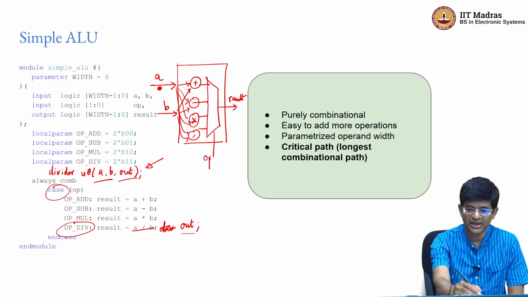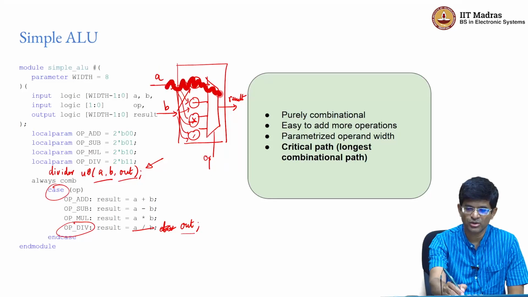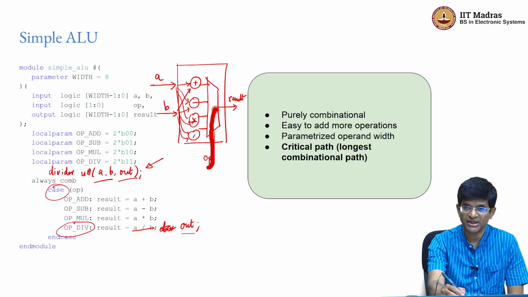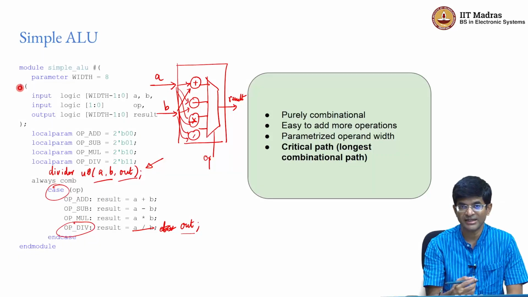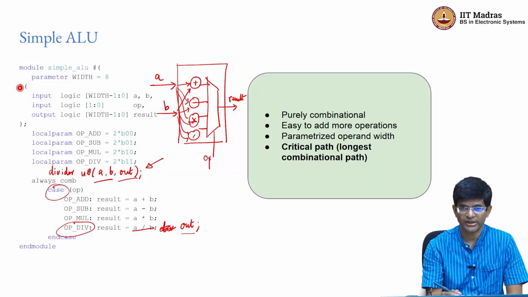I have a path from A, that is all the 8 bits of A. I need them to stabilize, and after that there is a path that goes through the plus, goes through the multiplexer and finally comes out to the result. Similarly, there is one from B through the plus, through the multiplexer and out to the result. A through the subtractor, A through the multiplier, A through the divider. Now it's not just that, there is also a path that goes from the operation select through the multiplexer and out here. So what we have is a circuit with multiple different paths leading from the various inputs going through to the output.